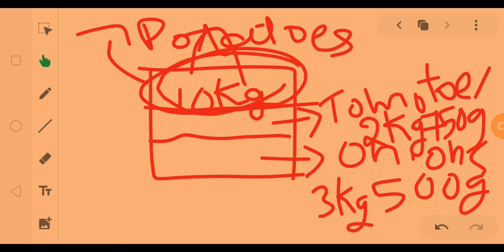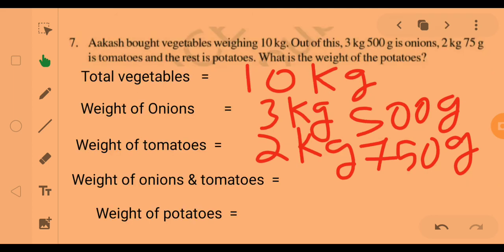In order to find the weight of potato, we will subtract 2 kilogram 750 gram, that is the weight of tomatoes, and 3 kilogram 500 gram, that is the weight of onion, from the total weight. What is the total weight here? 10 kilogram. So the difference will be the weight of potatoes. Let's do it.